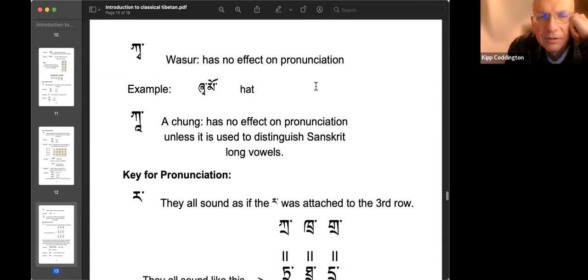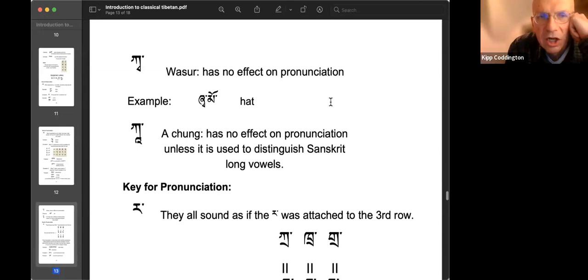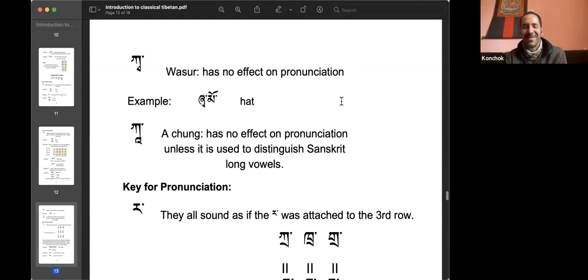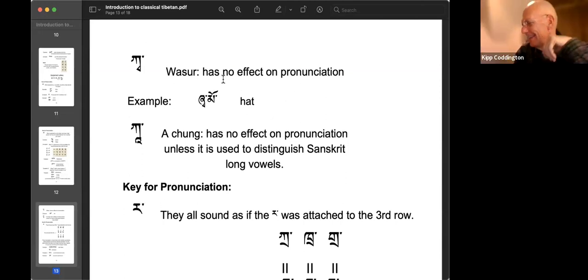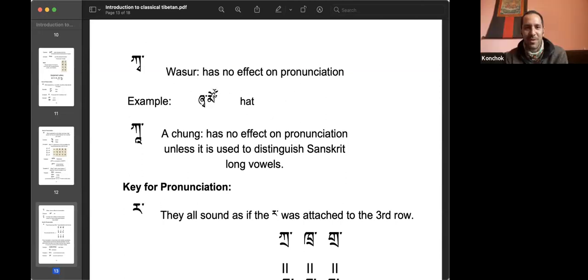Interesting. The only French word I know is chapeau. I think chapeau is French for hat, so that sounds similar. Yeah, they have some connection there. Chapeau, shamo. Yeah, similar. Now you can memorize this one easily. Shamo. So, okay, that's a wasur.